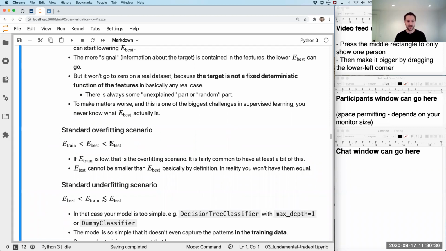And E-test is typically going to be worse. In the scenario we saw earlier today, it was a lot worse. It was performing horribly on the test set. And the best is typically going to be somewhere in between there. If E-test equaled E-best, that would be amazing. You're achieving that best thing, but usually you're not, and with more effort, you could do a little bit better. So this is a common ordering that you'll encounter.